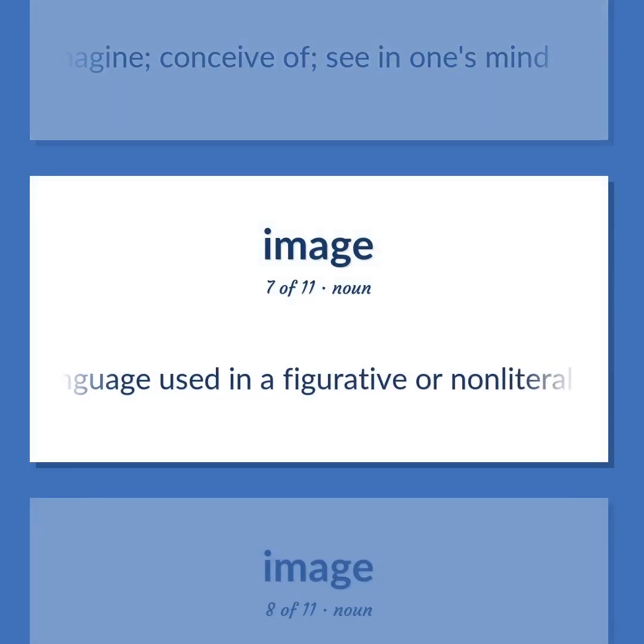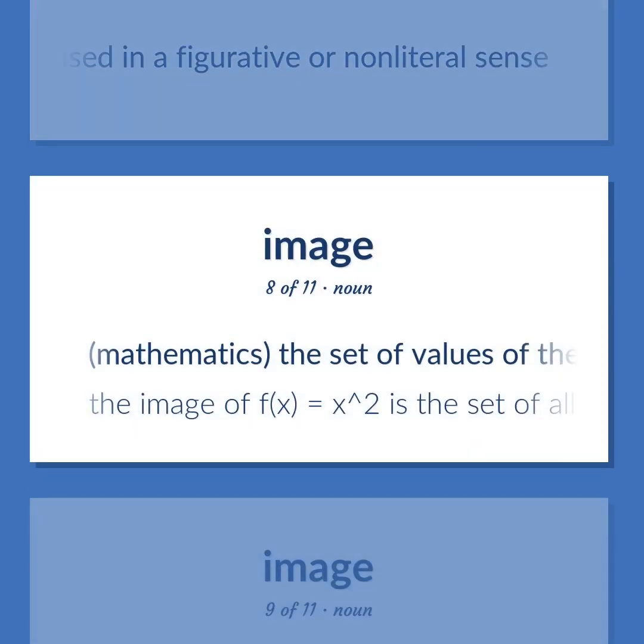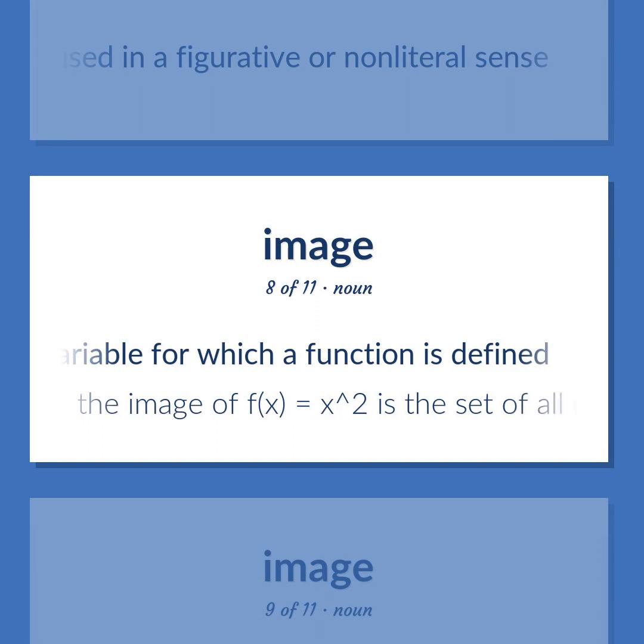Language used in a figurative or non-literal sense. Mathematics: the set of values of the dependent variable for which a function is defined. The image of f(x) = x² is the set of all non-negative real numbers if the domain of the function is the set of all real numbers.